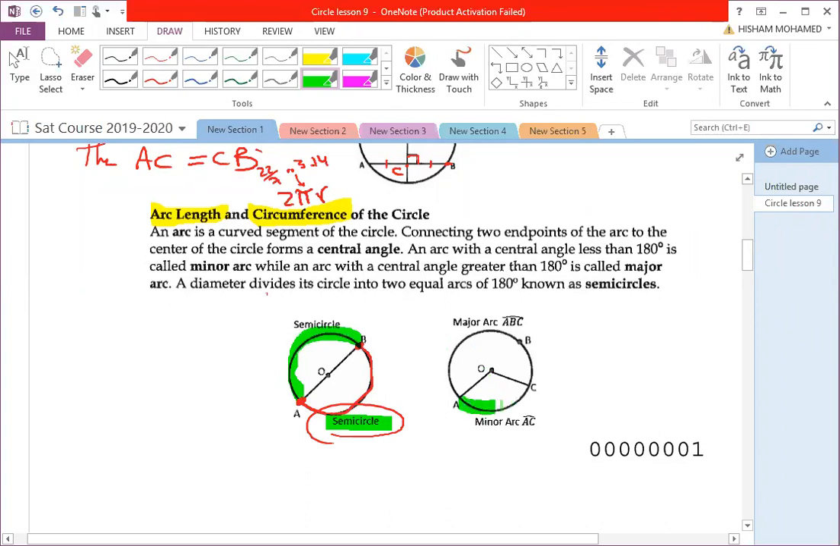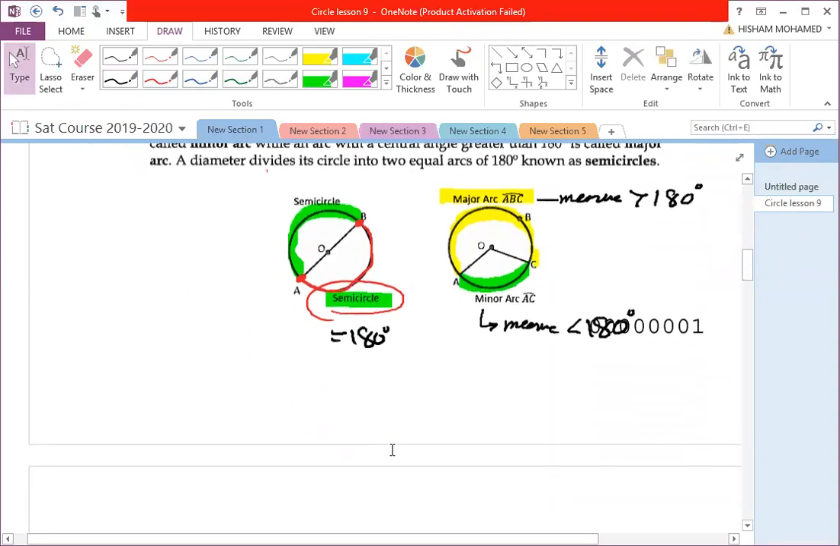The arc AC is called the minor arc, the small one, but the arc from C to B to A, joining the three points C, B, A, is called the major arc. Major arc, because its measure is greater than 180 degrees. Minor arc, because its measure is smaller than 180 degrees. And the one that is equal to 180 is called a semicircle.